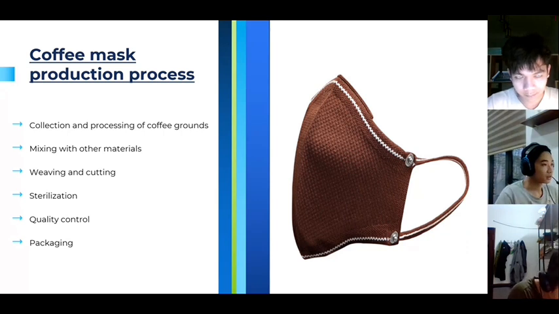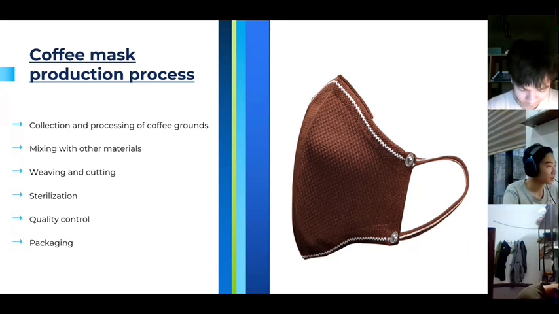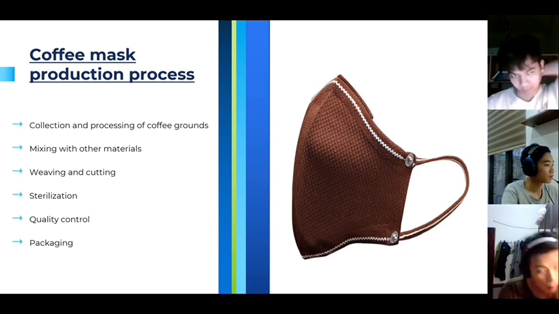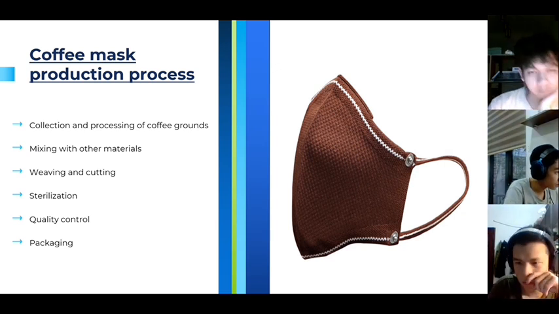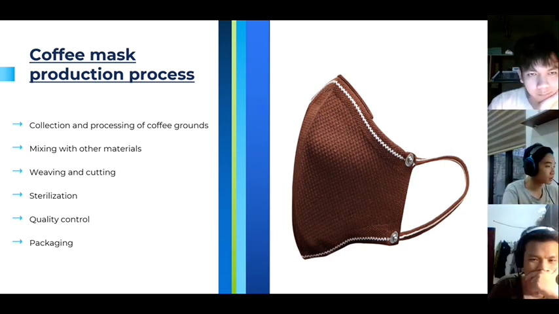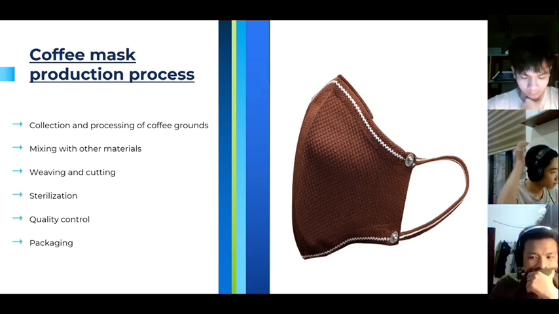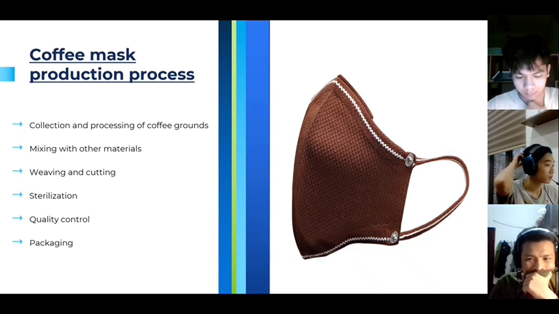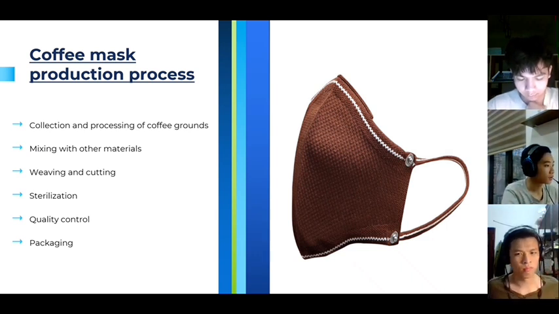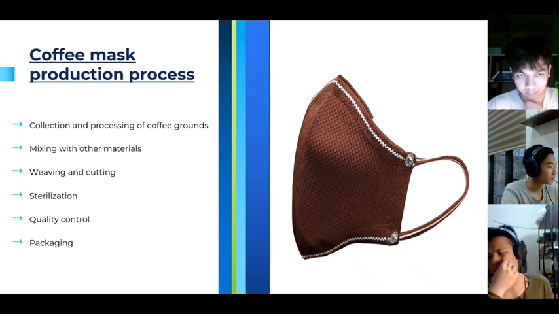This is the coffee mask production process. The first step is collecting and processing the coffee ground. The coffee ground are collected and processed to extract the natural fiber found within the materials. Second step is mixing with other materials. In this process, the ground particles and polymer chips, such as PP, nylon, or PET, in the weight ratio of 1:9 are blended to make the master batch.